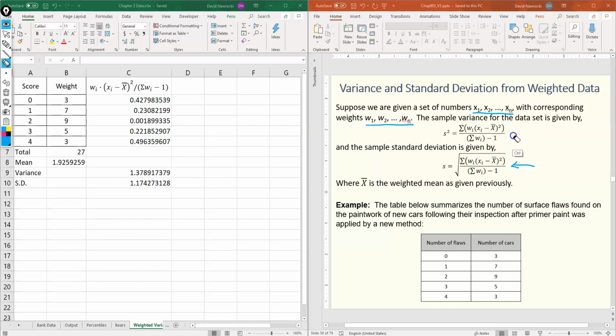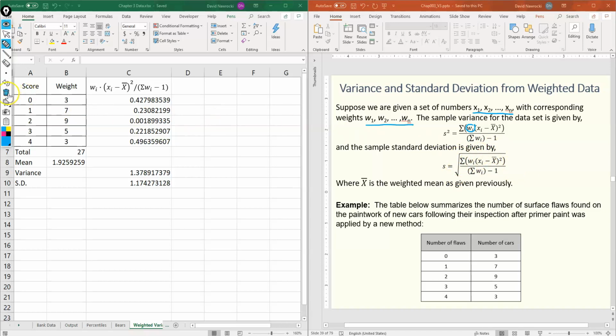Now you notice it looks a lot like the formulas that we've seen previously for the variance and standard deviation, except we multiply each xi minus x bar squared by the weight wi. And then instead of dividing by n minus 1, well, the n is represented by the sum of the weights. And then for the standard deviation, we just take the square root of that value.